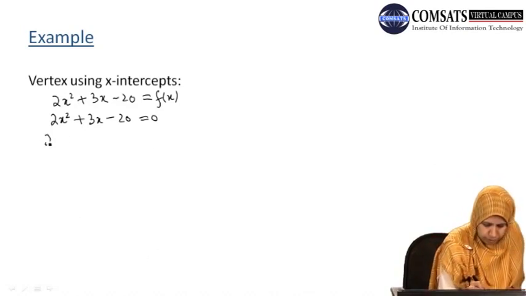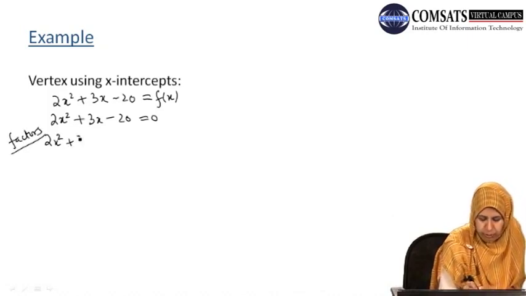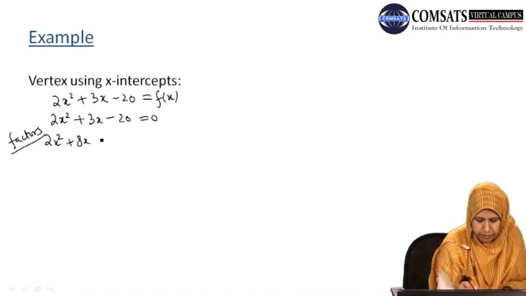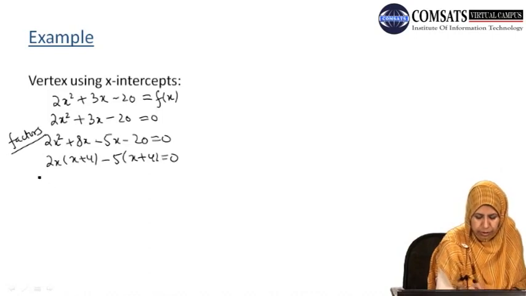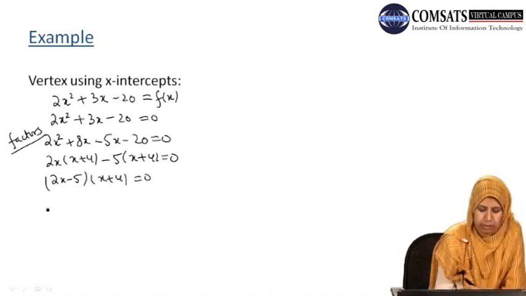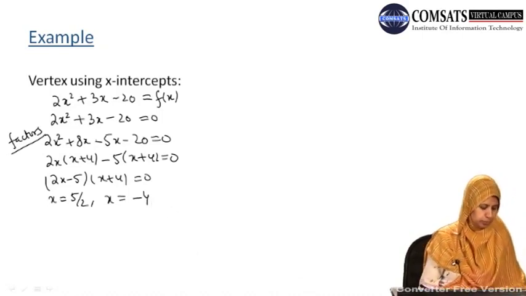So how do we obtain them by using factors? 2x square plus 8x minus 5x minus 20 equals 0. Simplifying, or taking 2x common, we obtain 2x times x plus 4 minus 5 times x plus 4 equals 0. 2x minus 5 and x plus 4, their product is equal to 0. And the product of two terms is 0, so definitely x is equal to 5 by 2 and x is equal to minus 4.